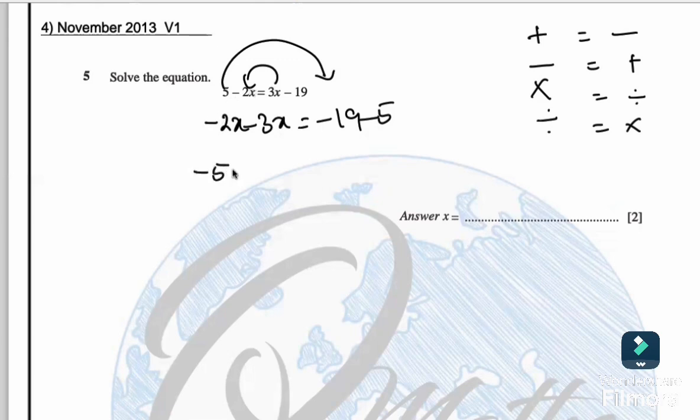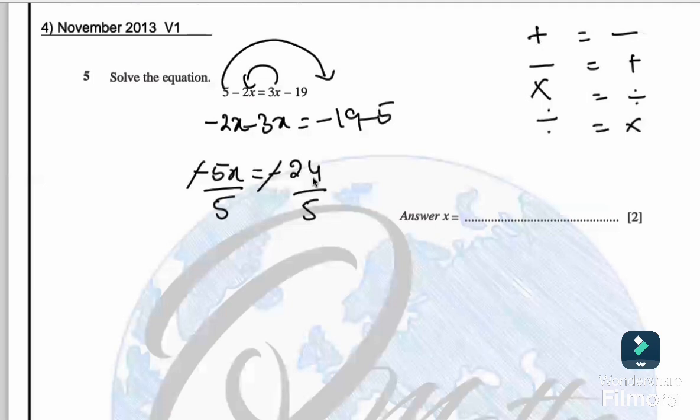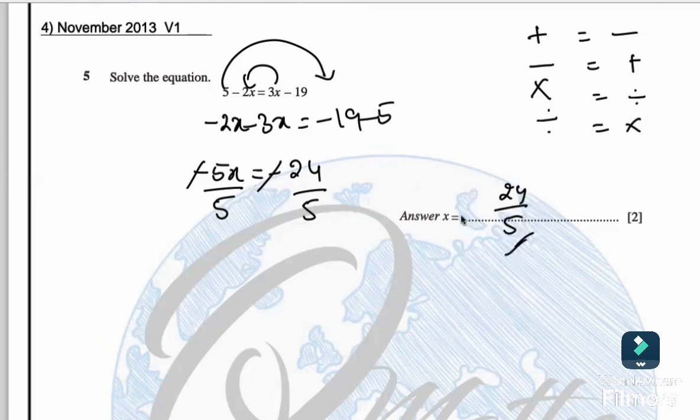Okay, therefore, accordingly, minus 5x is equal to minus 24, isn't it? Therefore, minus and minus can be cancelled on both sides, and divide by 5 on both sides. Therefore, 24 divided by 5. You can leave your answer in fraction form, or you can keep it in decimal form.